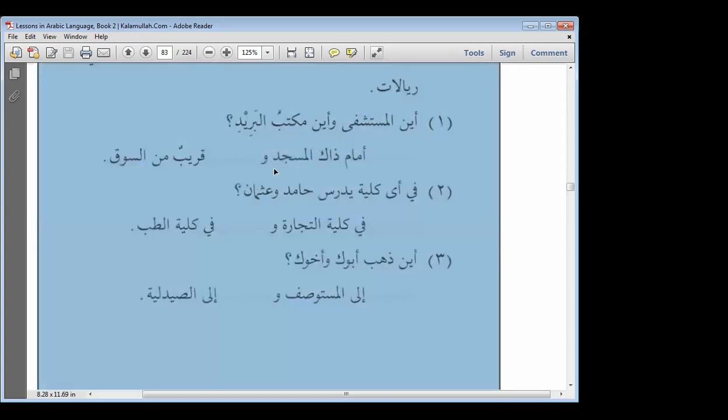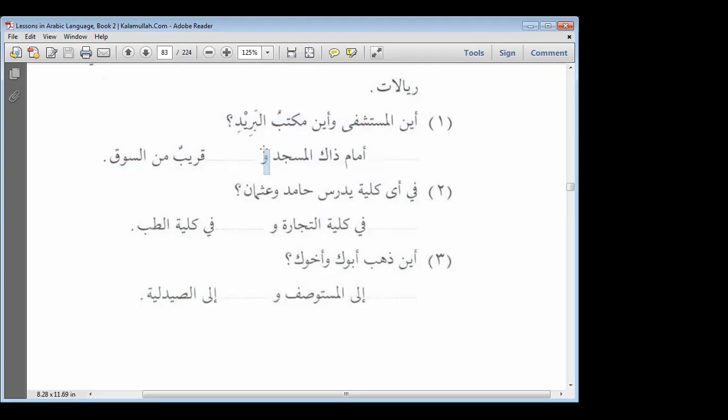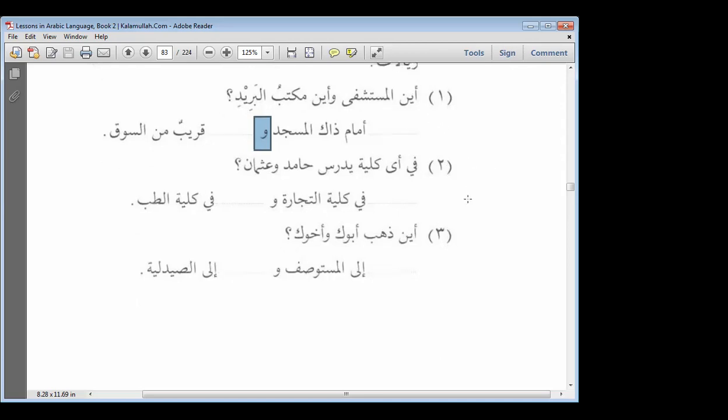Then you go on to the second part, we say: wa amma maktab al-baridi, as for the post office, fa huwa qaribun min as-suqi. You see that? So what do you put in the space there? Amma, the thing we're talking about, then fa, and then the pronoun huwa or hiya, as the case may be, referring back to that thing. All right? Let's look at the other example here.